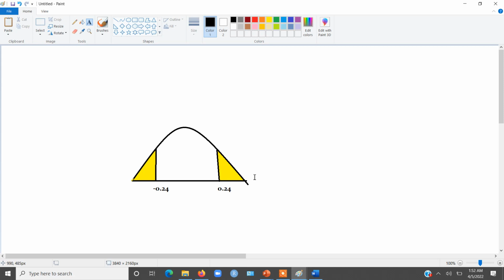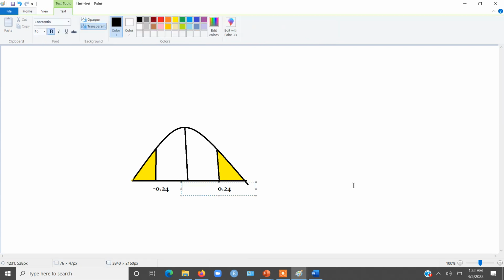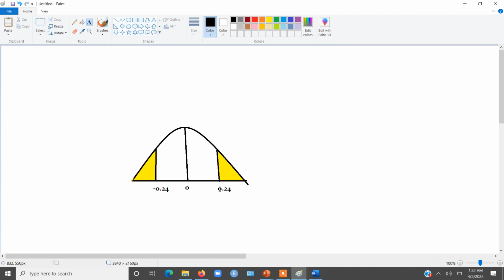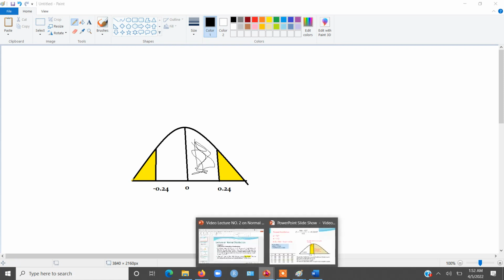If I read the table for plus 0.24, let me draw another line here at 0. So if this line is representing 0, let me type it for you here. This is the 0. If I read the table for plus 0.24, whatever the table gives me will be the area here. So the table will give me the answer for this area where I have drawn these irregular pattern lines. Let me go back to the slide and let's discuss further.